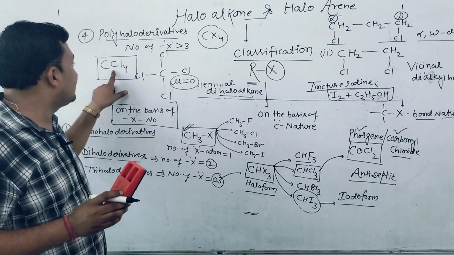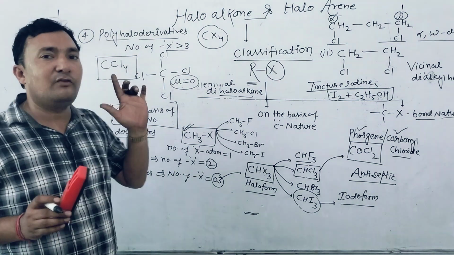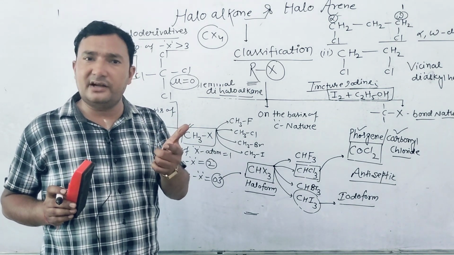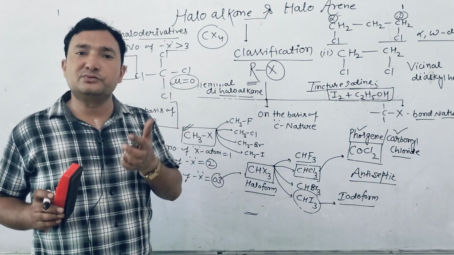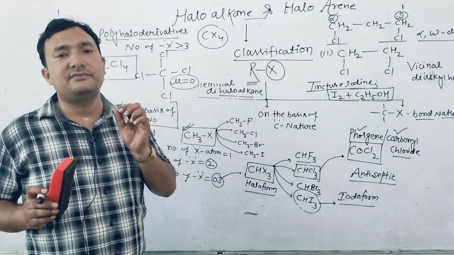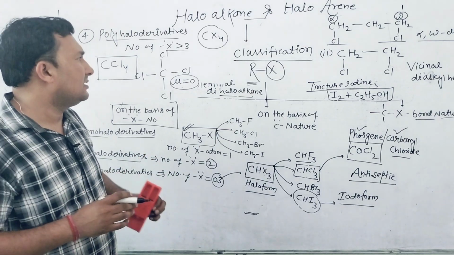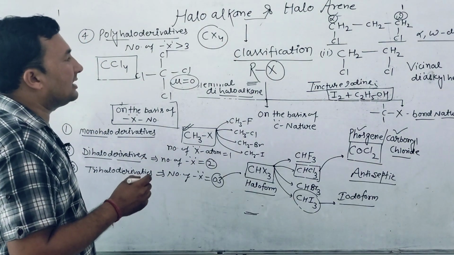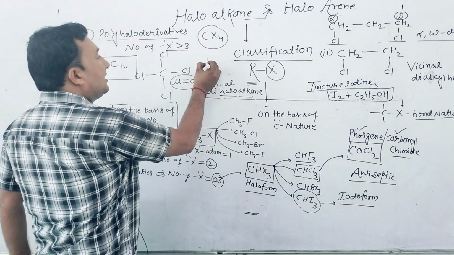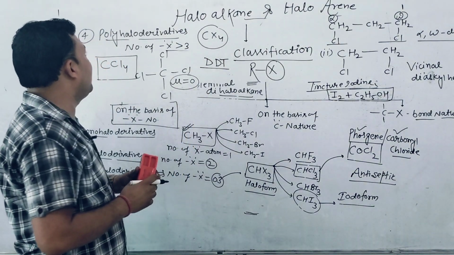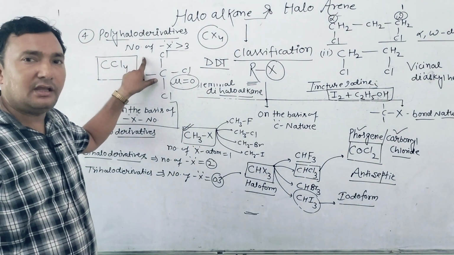So if anybody is asking you about carbon tetrachloride, you should know 5 points. Number 1, it is a polyhaloderivative. Number 2, it is a very good solvent. Dipole moment is 0. It is used in dry cleaning, and it is used as a fire extinguisher. Some other examples are also there, which we will discuss within the chapter. Another example is DDT. DDT is also a kind of example where we are having more than 3 halogen atoms.